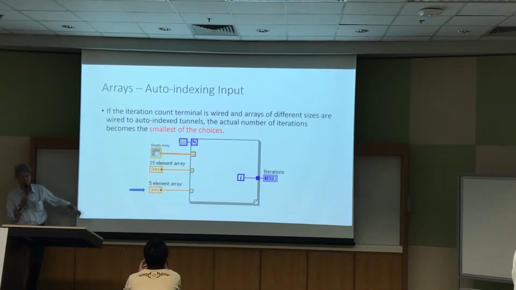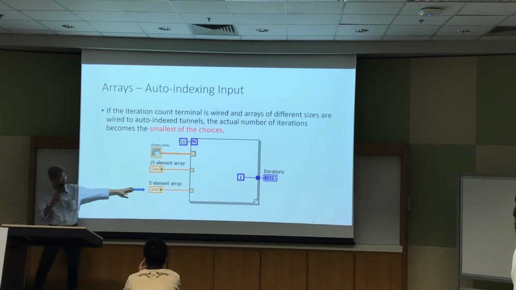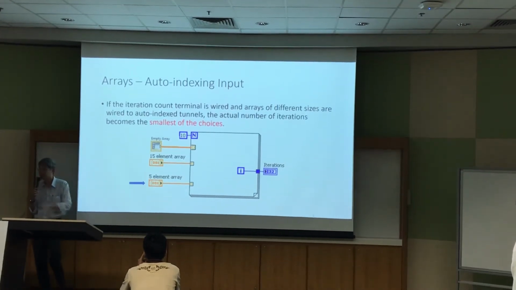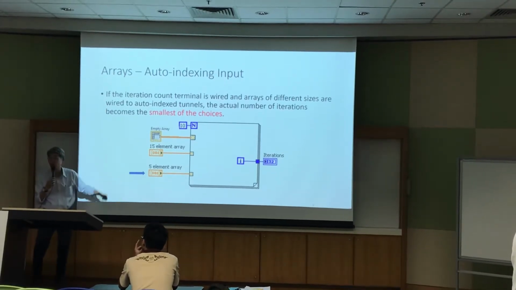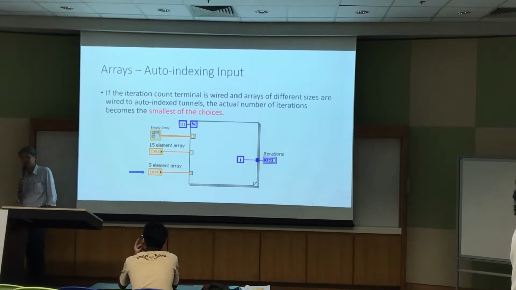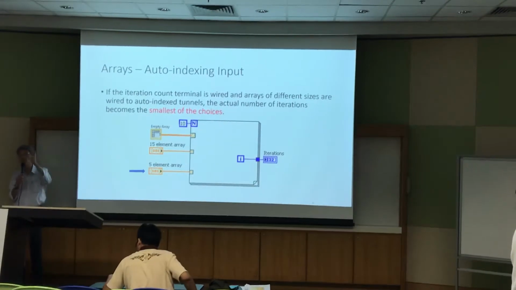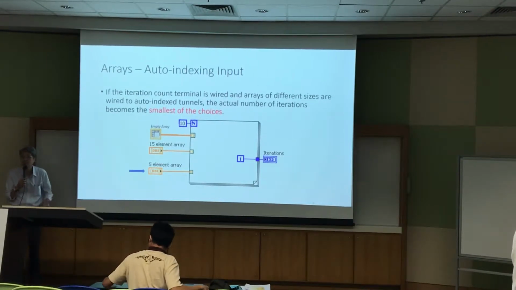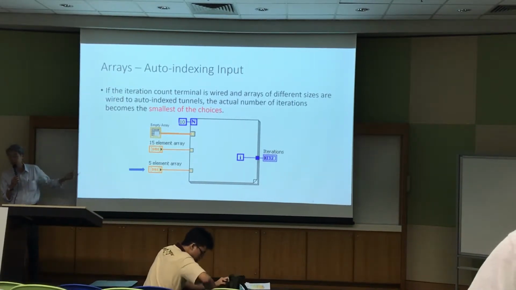Don't be deceived by that blue arrow I put down there. 5 elements compared with 15 elements. Obviously 5 is smallest. But don't forget there is also another array called empty array. Empty array means what? No elements. 0 elements. So who is smallest? Obviously 0, right? Correct? So how many times this for loop will loop?